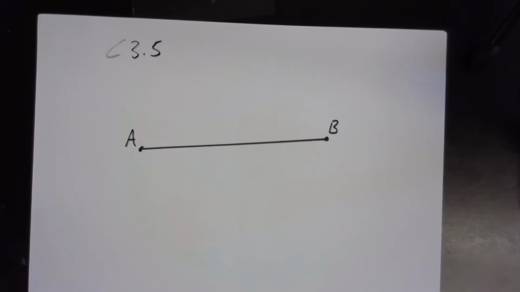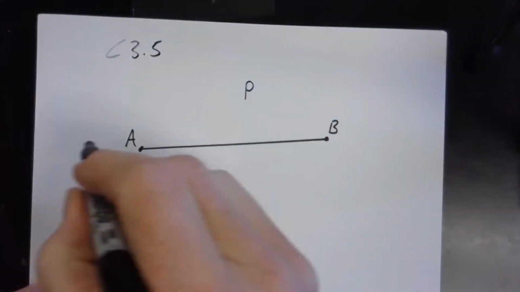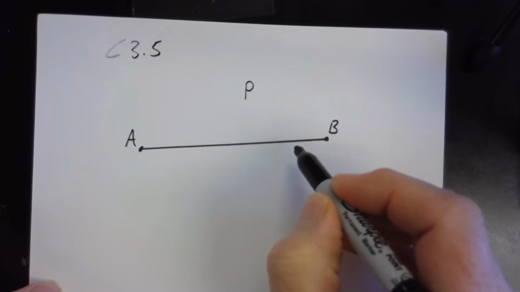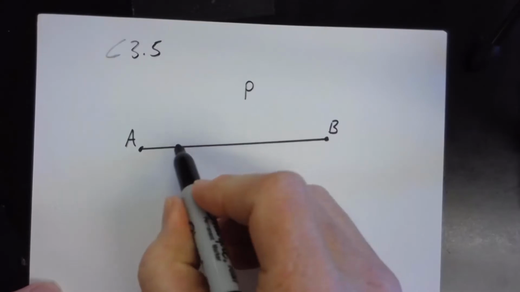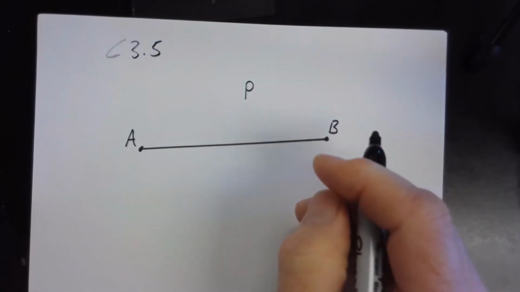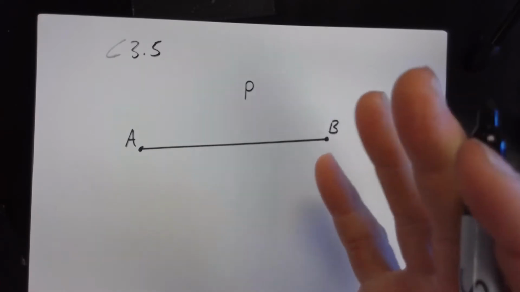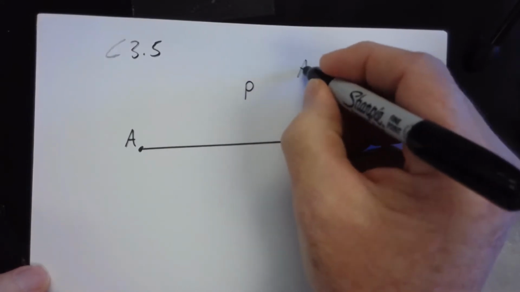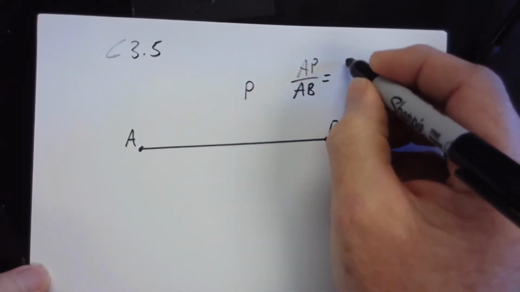And what I want to do is divide this up. I want to place a point P along the segment here somewhere, in a place so that the ratio that we divide this segment up is such that AP over AB is in this ratio, 2 to 1.